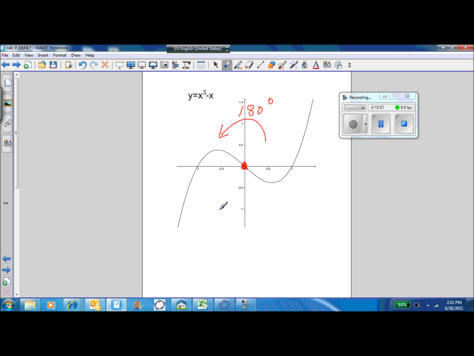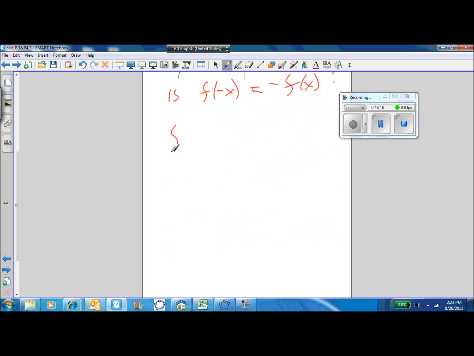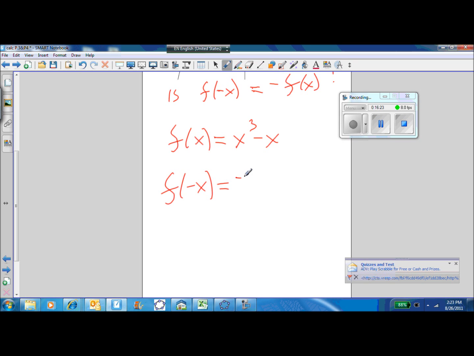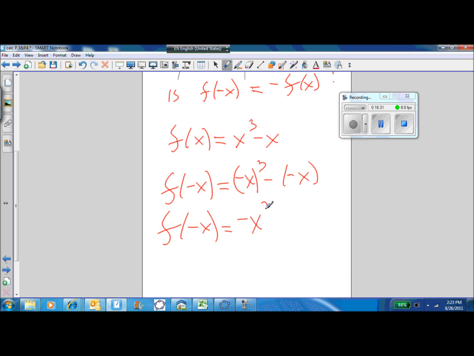Now another thought on this too is you can test symmetry this way. Is f of negative x equal to negative f of x? That's the question to see if something has odd symmetry. So in this case, we can also look at this function as f of x equals x cubed minus x. F of negative x equals negative x quantity cubed minus x. So you have f of negative x equals negative x cubed plus x, which is the opposite of x cubed minus x, which is the opposite of f of x. Just another notational way to study if something has odd symmetry or not. Okay.